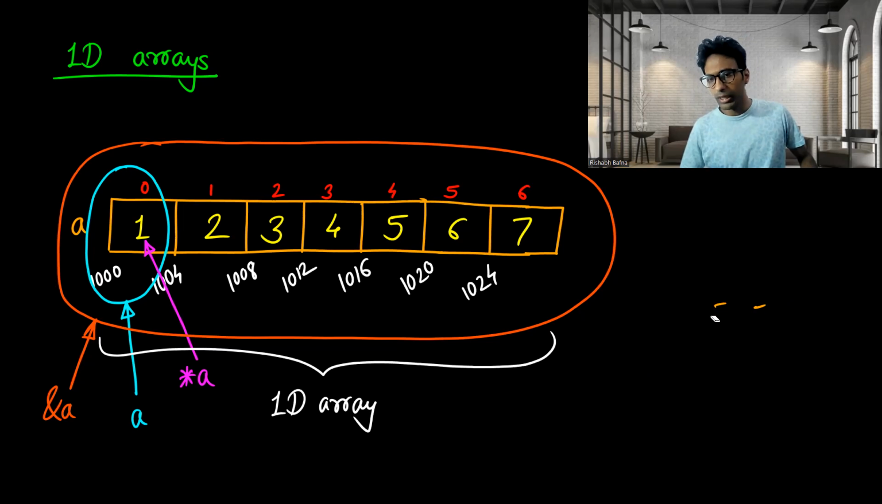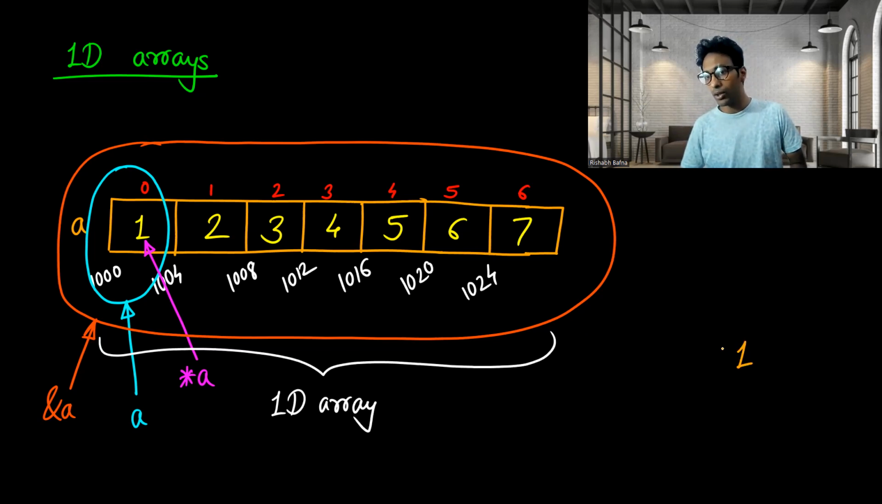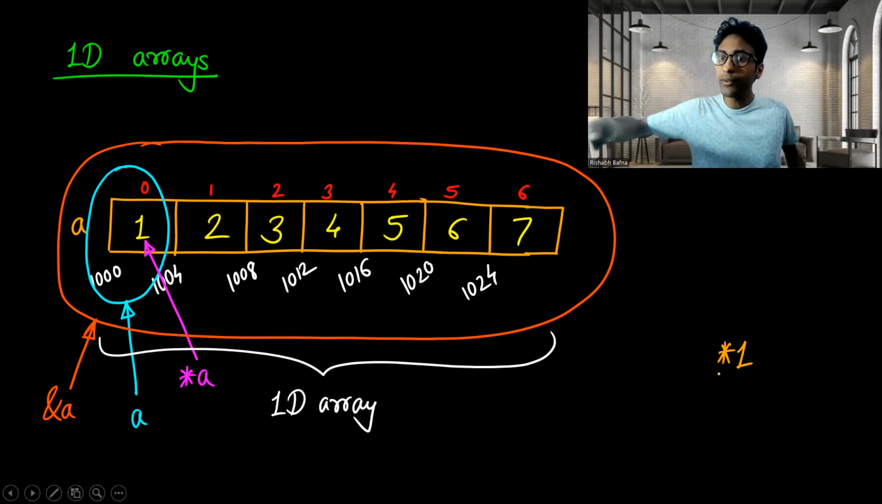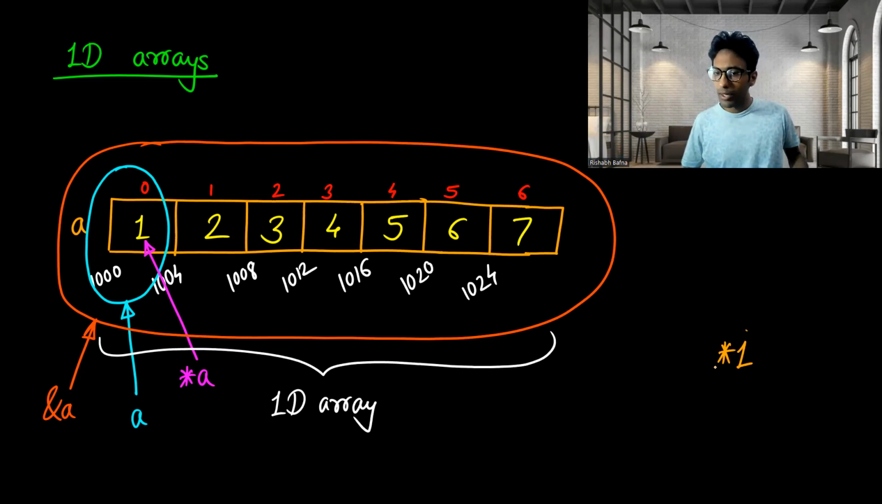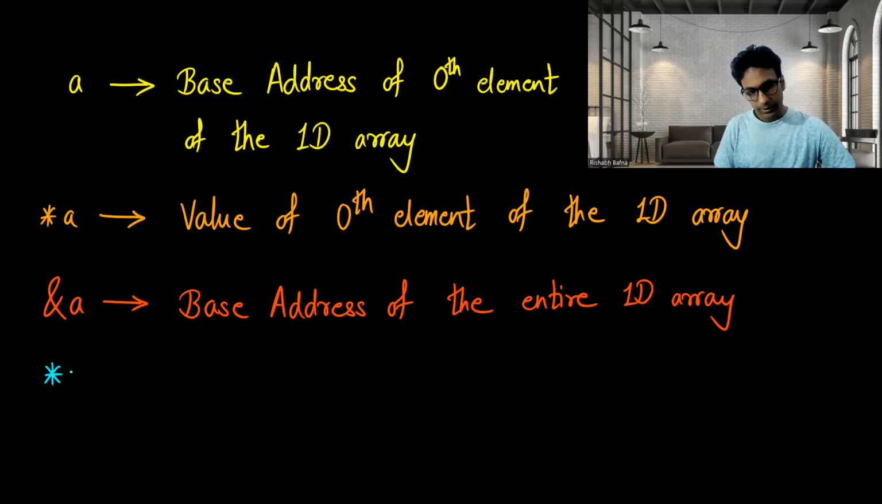So if you see this one, A indicates the zeroth element's base address. If you put star, you will go one level inside. We have the base address; if you put star, you will get the value. Now, if you have a value and you put star, what will you get? Nothing. It will give an error. You are trying to go inside a value. What is there inside one? Nothing. So see, this will give you an error. Let me state it. Star star A will give you an error.